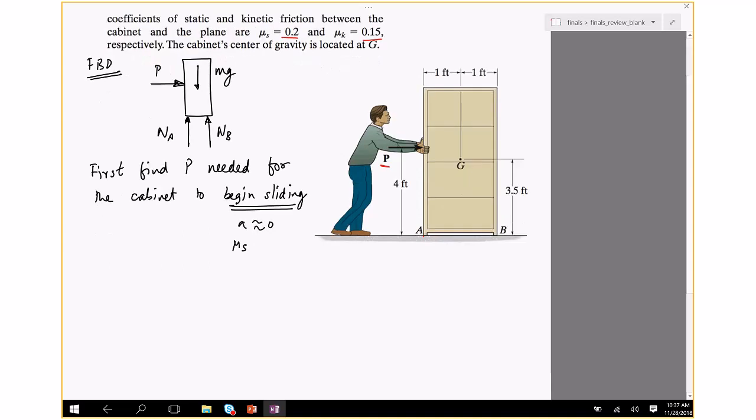So one thing which I was missing in this free body diagram is the friction force. So friction force at A and friction force at B.